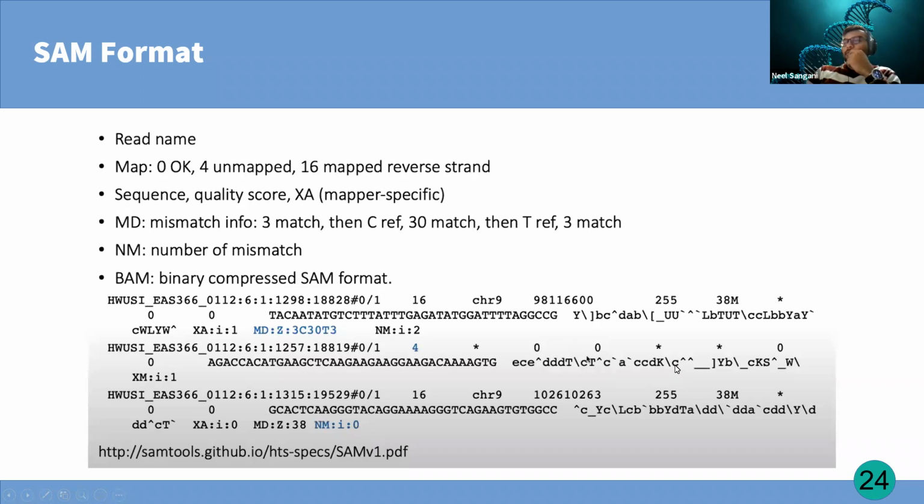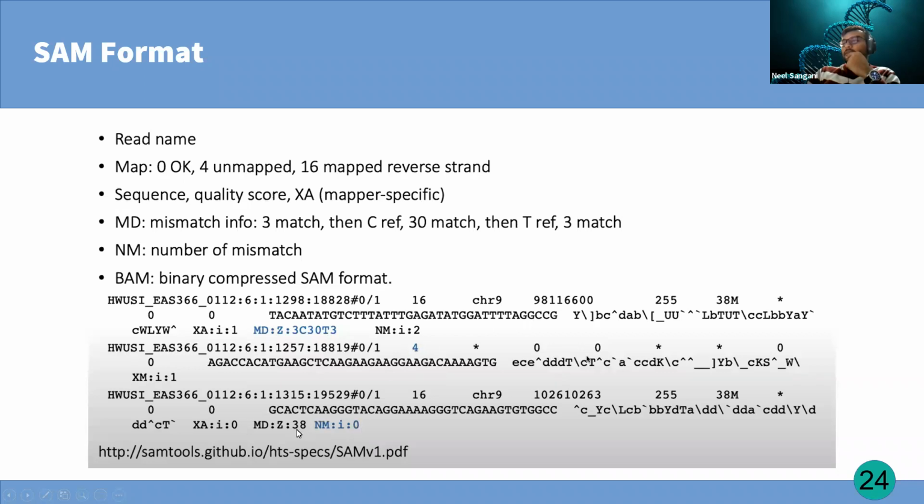And then NM is the number of mismatches. So here we have 2 mismatches, right? We had one at the 4th index, which is the C, and, I guess, the 31st index, the T over here. So that's why we have 2 here.